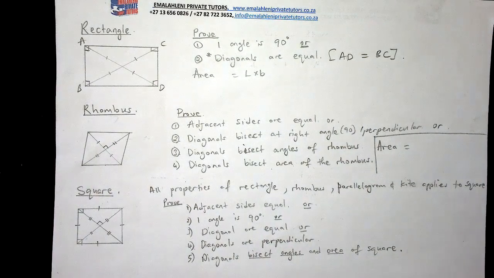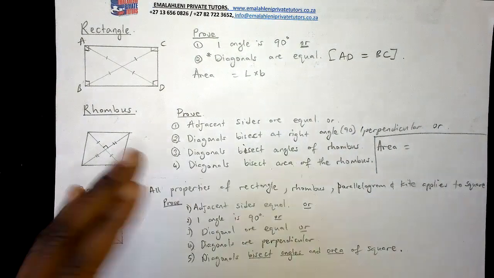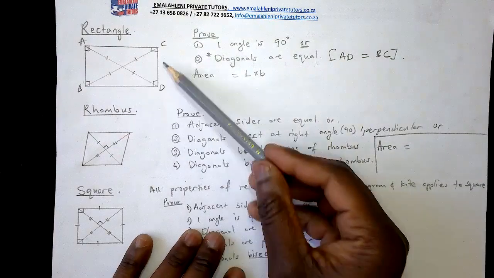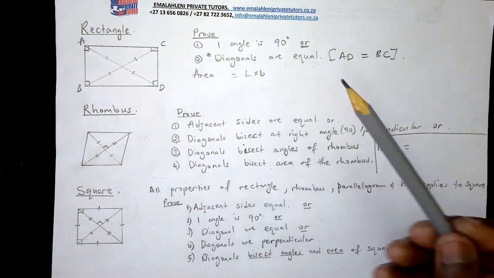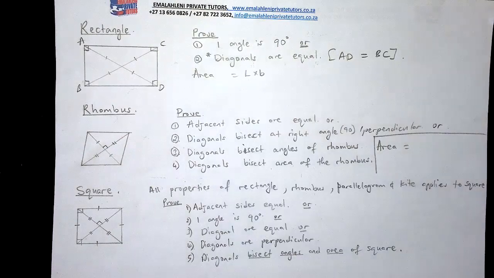Then area is length times width, which is your base times your height. Remember what we said, just a base and your height, and this one is just your length times width, or times breadth. There's no problem about that one. Then we move on.